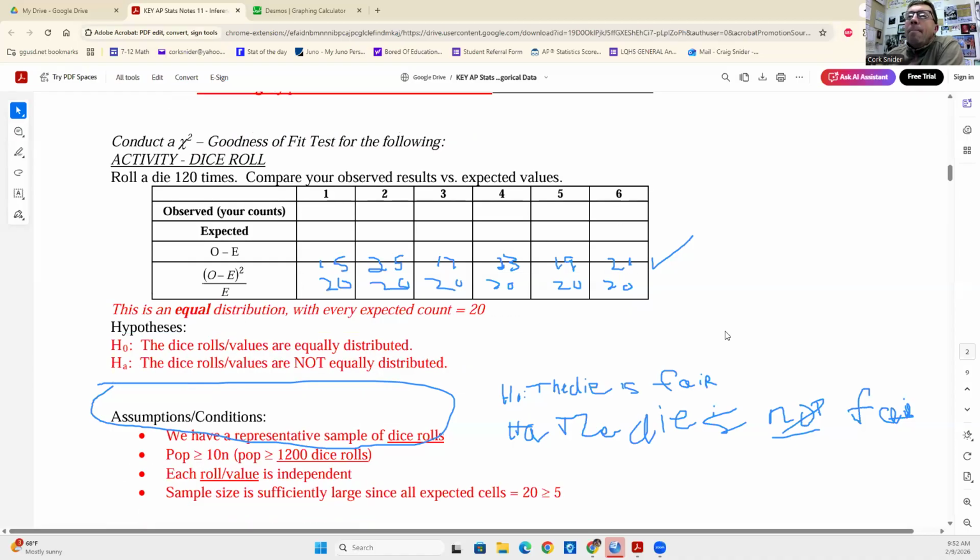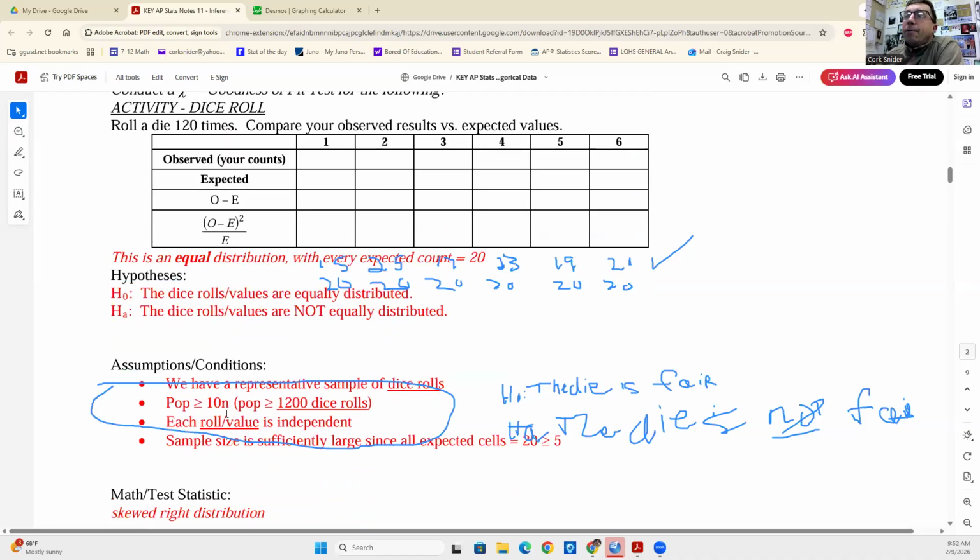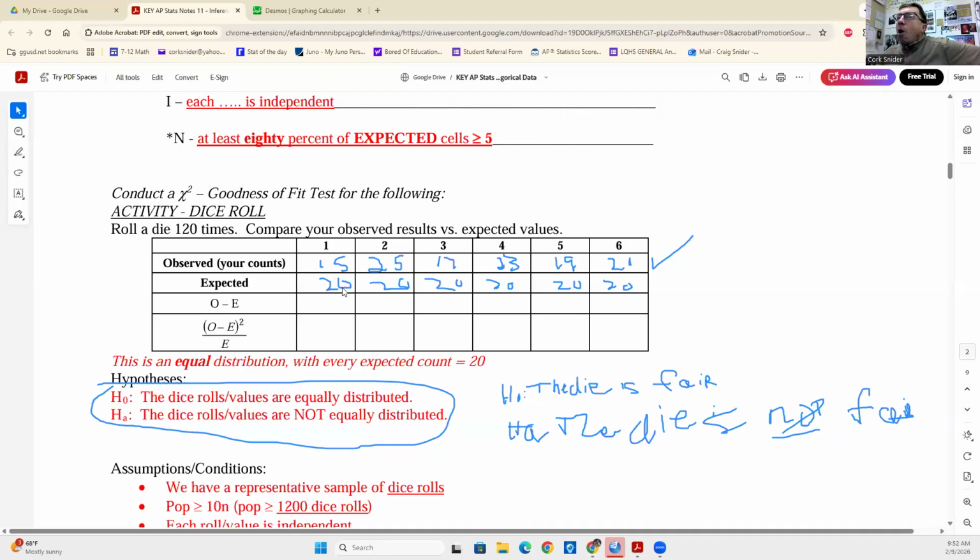Okay. Here are your conditions. Okay, I've circled them by accident here. We have a representative sample of dice. The population is more than 1,200. I think 1,200 is 120 times 10, all right? Each roll is independent, and all the expecteds are bigger than 5 because all of these were 20. They're all bigger than 5. So we have met all the requirements, okay? You don't really have to fill this chart out. Now, we've done H0 HA. We've done our conditions.